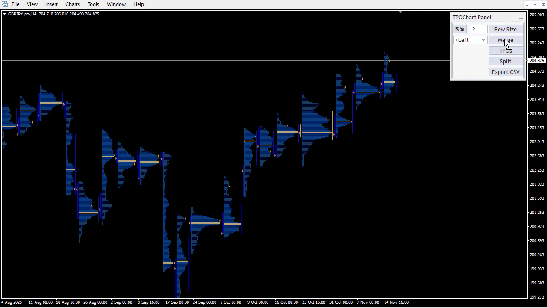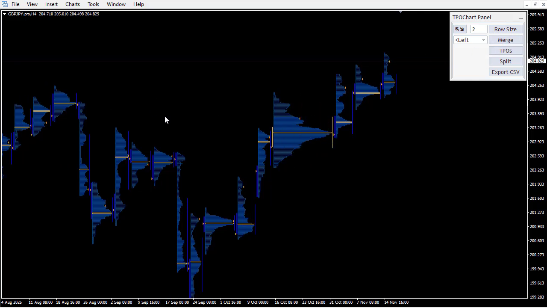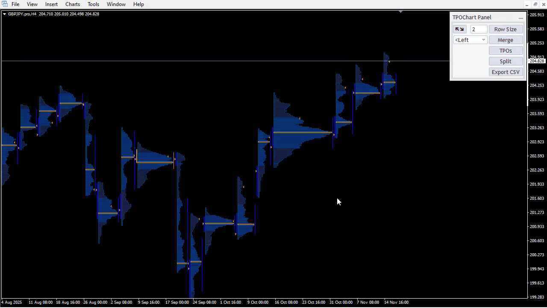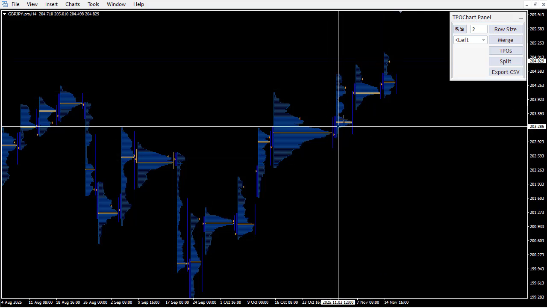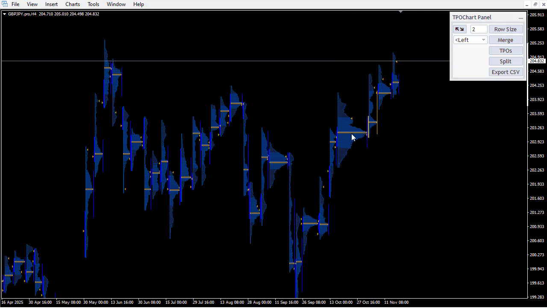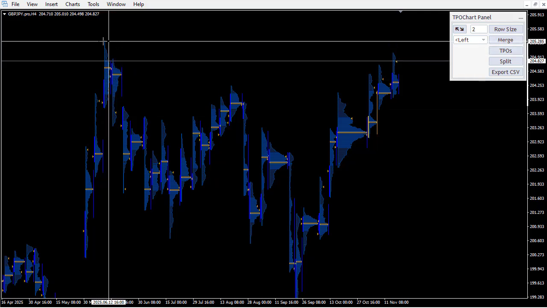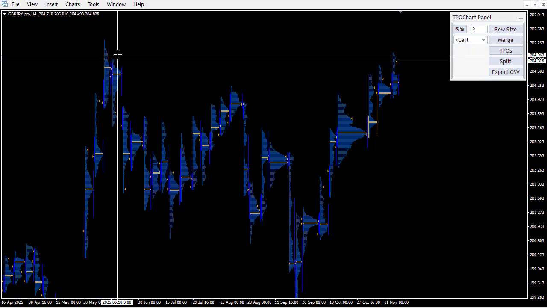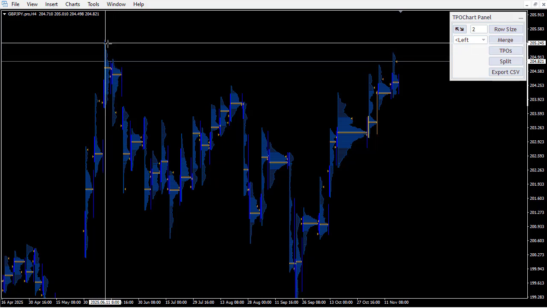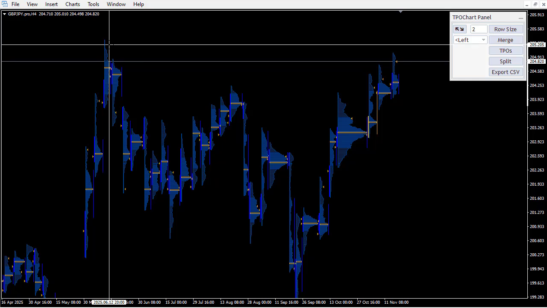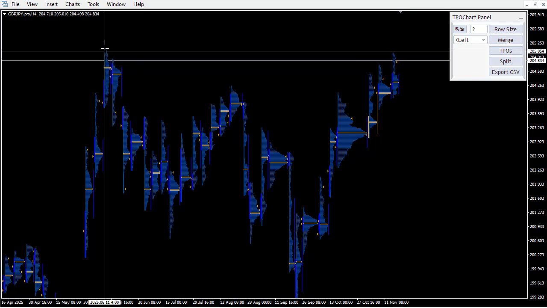I'm going to merge this. Now from experience, I know which ones to choose. Again, the secret is to choose profiles that will make the whole profile look as normal as possible. And again, where are we doing business? Let me again zoom out a little bit. Okay, here we have single prints. This is terminology that we use in market profile. So this is a huge level, 205.30s, 0.40s. This is an extremely important area.